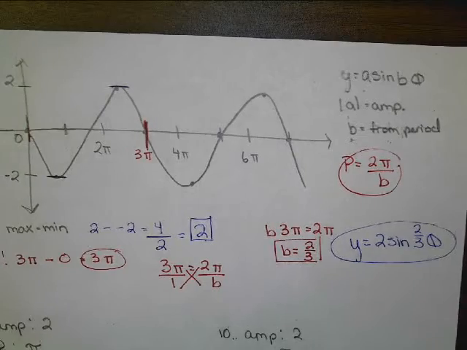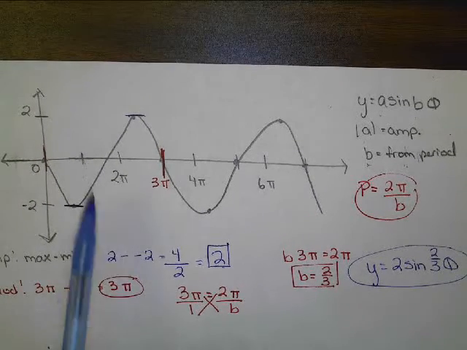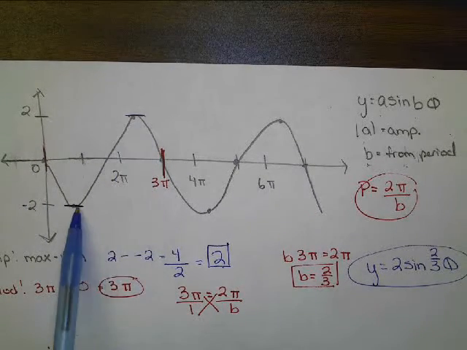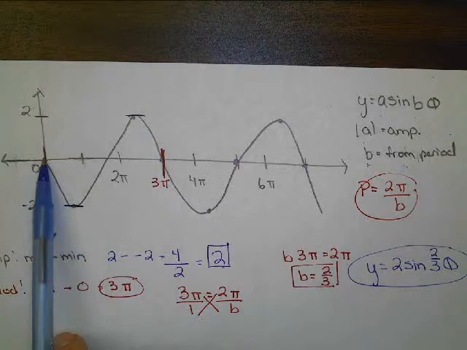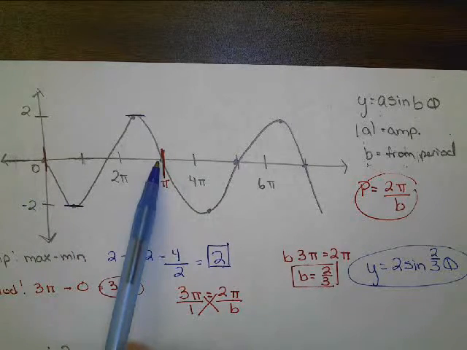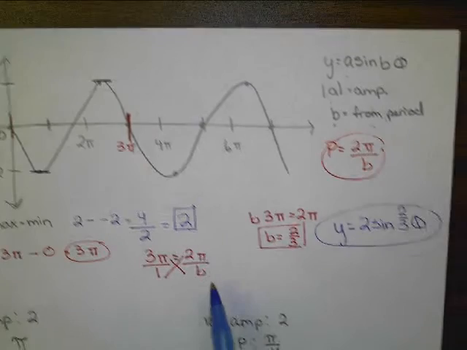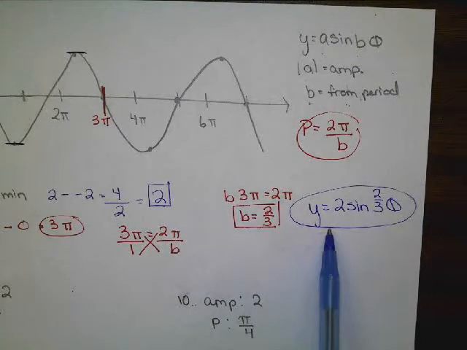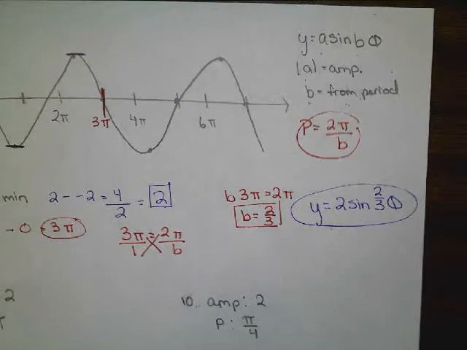And there's our equation. So from this graph I was able to find the amplitude, which is the max minus the min, and the period, how long it takes to complete one cycle. I found a and b using that, and then I wrote my equation.